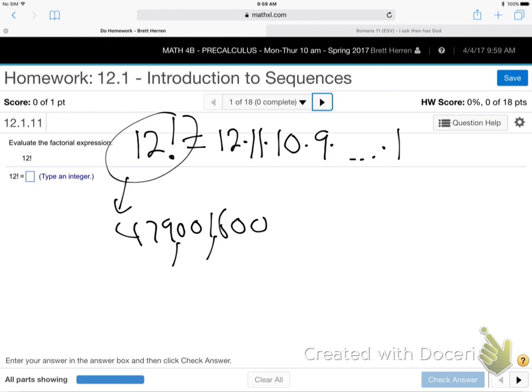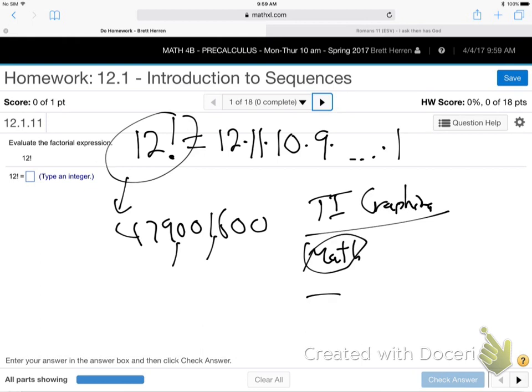That's verification. Where'd you find that exclamation? It's probably under the math features, the probability, would be my guess. If you hit the math button and go all the way over to the right to PRB, the probability, it's down there somewhere, on the TI graphing calculators anyway. Anyway, we good with that? You guys find that button? If you have any trouble, grab me after and I can help you locate it.